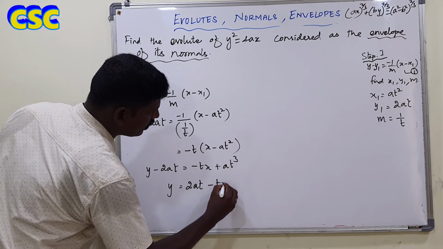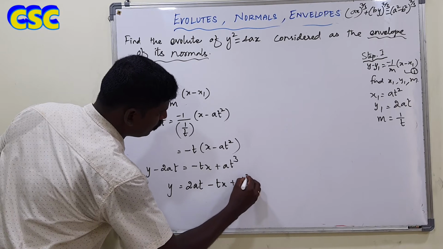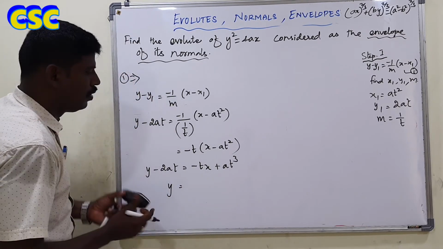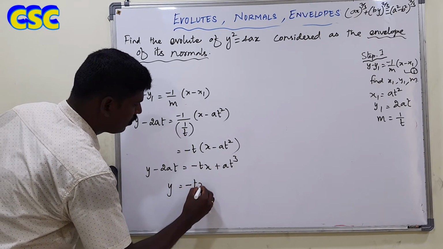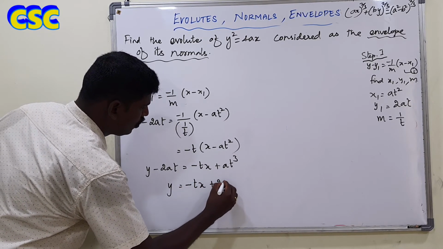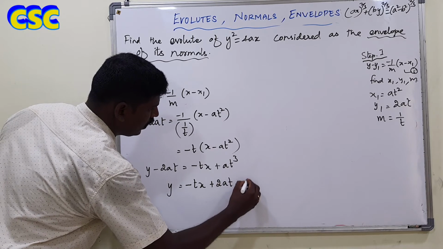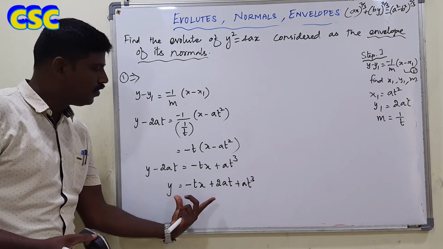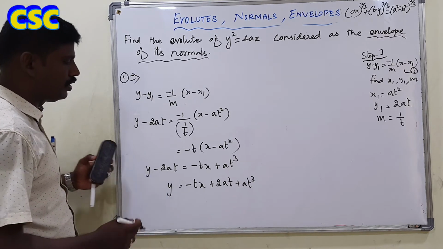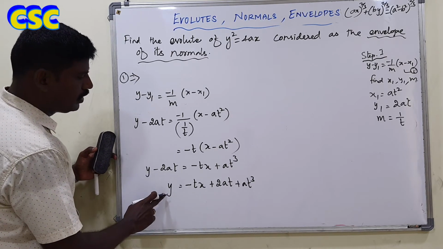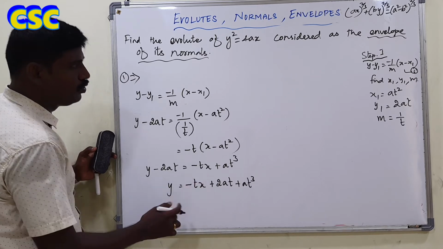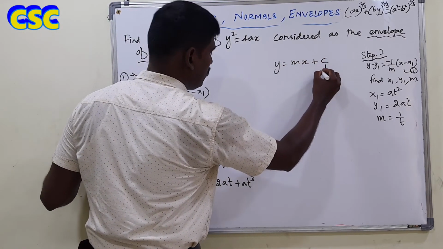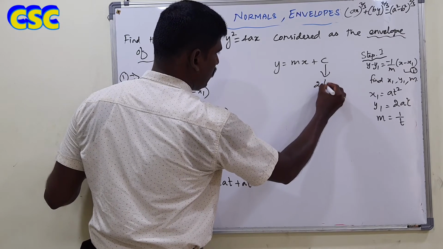Minus tx plus at cube, isn't it? I rewrite it as minus tx plus 2at plus at cube. What is this form? This is the family of normals. Y is a straight line, isn't it? Power of x is 1, power of a is equal to 1. This is of the form y equal to mx plus c, where c is 2at plus at cube.